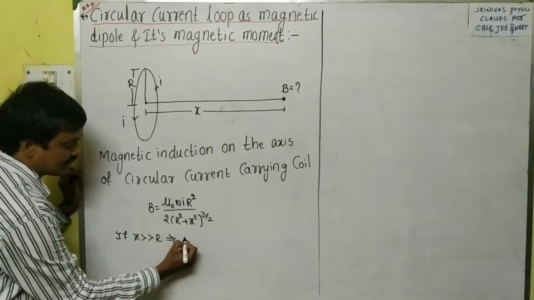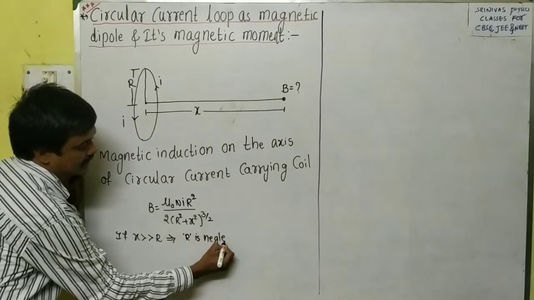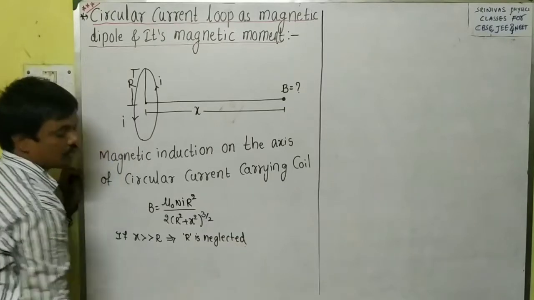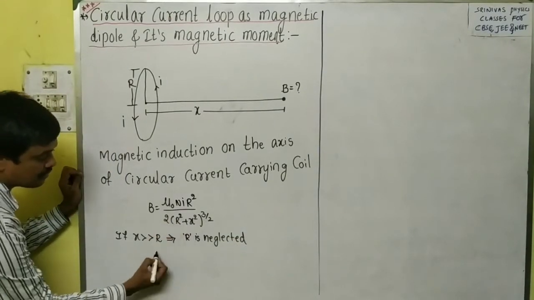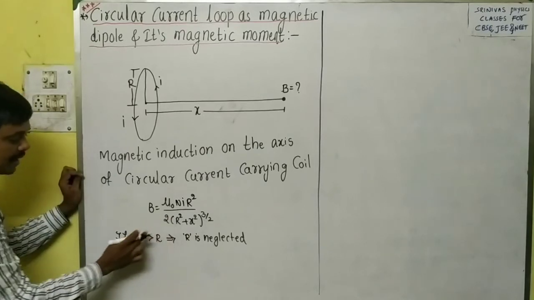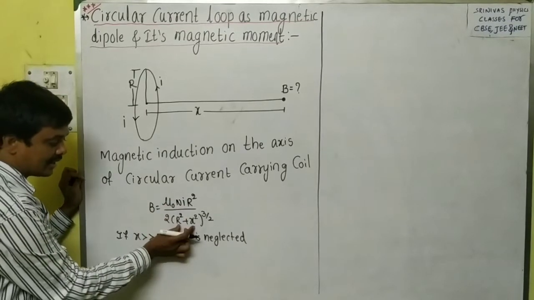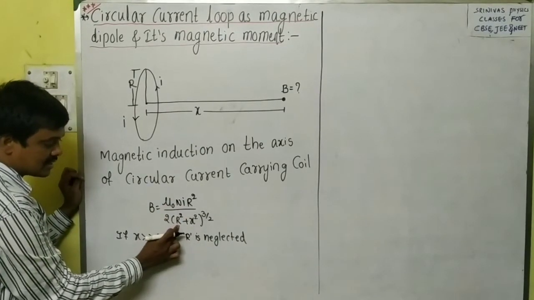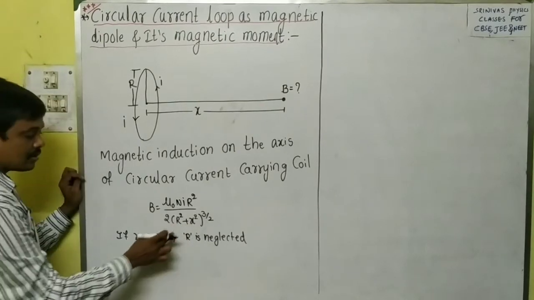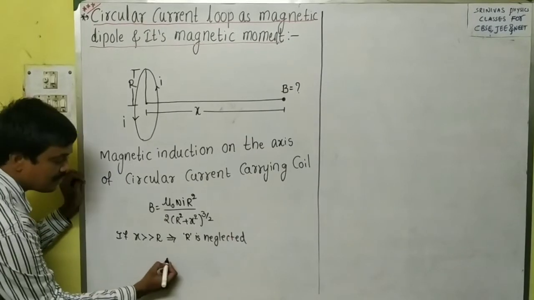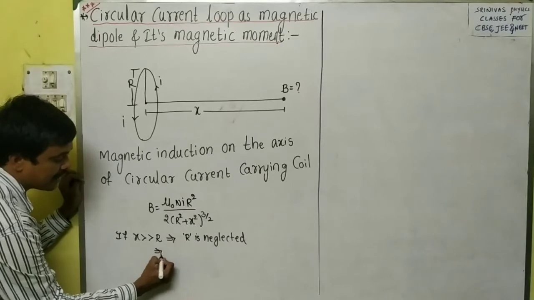then R is neglected. When we neglect R, this denominator term changes. When you compare with x, R can be neglected, not in the numerator, in the denominator. When R is very small and x is very high, no need to add R to x. That means R can be neglected. Then the formula we will take is like this, R neglected when compared with x.